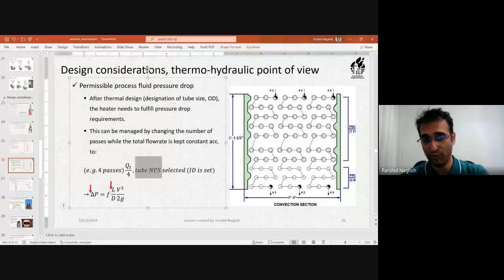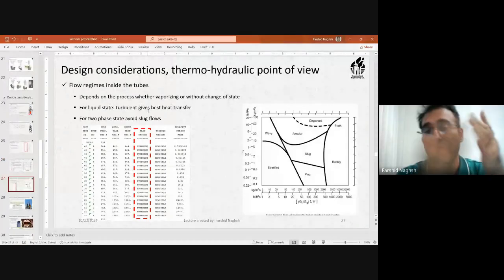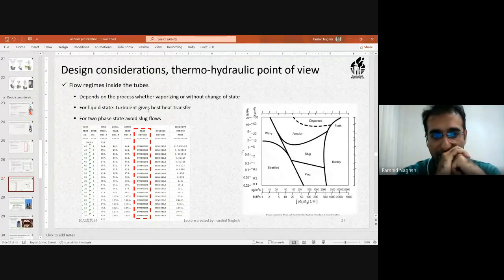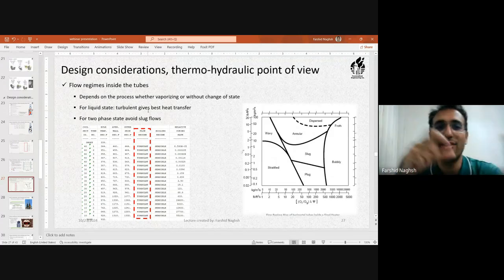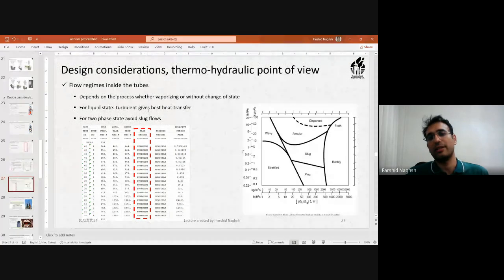Okay. Another issue that is important in hydraulic design is that you have to keep the flow regime inside the heater in certain regimes. For example, if you have only liquid inside the heater, it is obvious that you have to have a turbulent flow regime. And why is that? Because in turbulent mode the heat transfer is at its maximum. So you need to have turbulent flow.